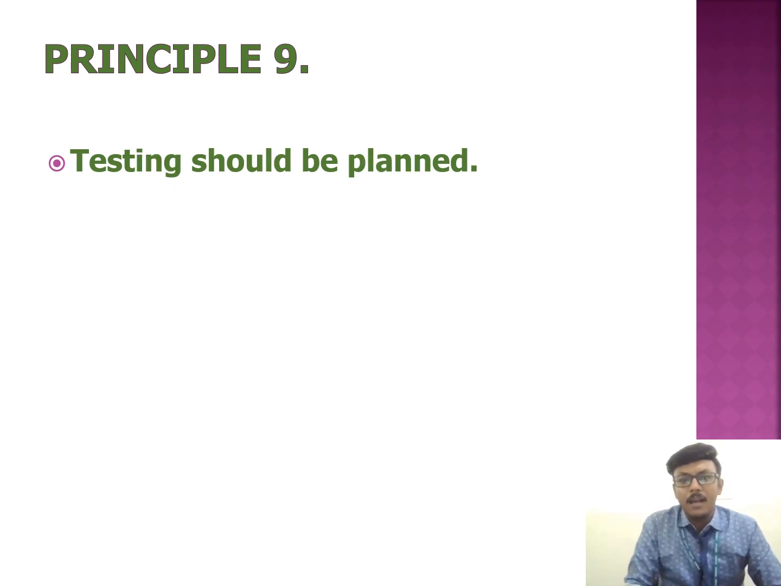Ninth principle: testing should be planned. This is very, very important. At which level are we doing the testing in the entire software development phase? That is also an important thing. And at whatever level we are doing the software testing, we need to have a clear objective for that particular level. Based on the objective only, we do the testing and are able to find the bugs.